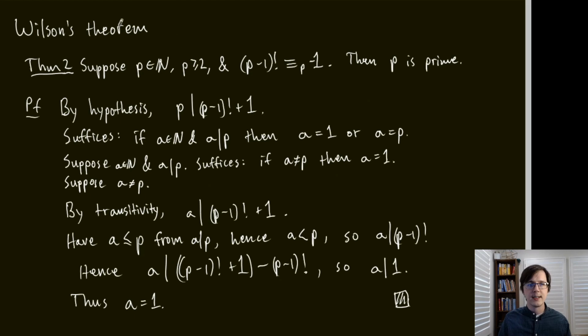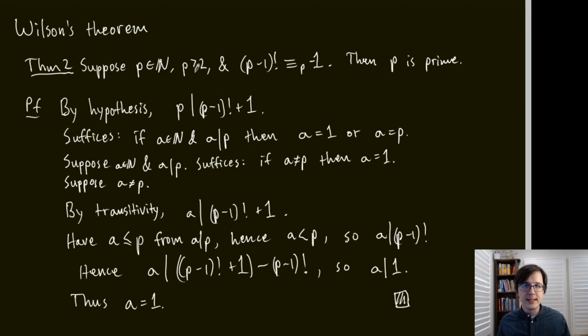Okay, so the second half of Wilson's theorem is we want to be able to conclude that p is prime if this congruence actually holds. So let's suppose p is a natural number that is greater than or equal to 2, and that congruence holds. Let's take this congruence and rewrite it in divisibility form. So p divides p minus 1 factorial plus 1. And we want to show that p is prime.